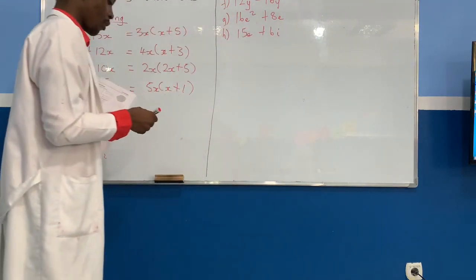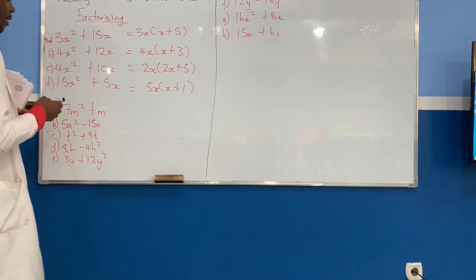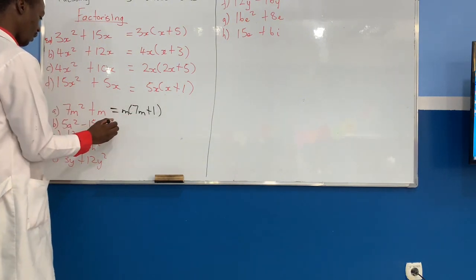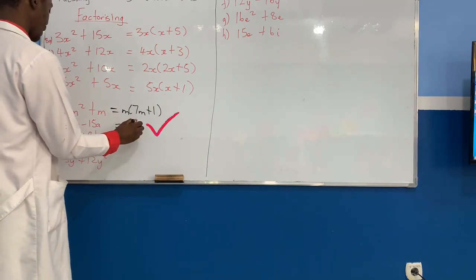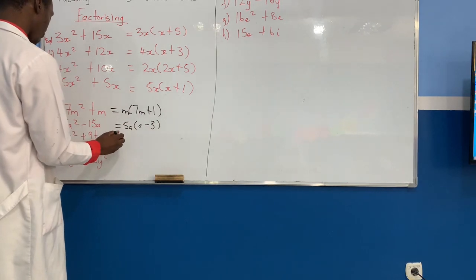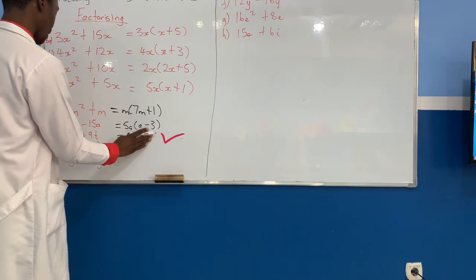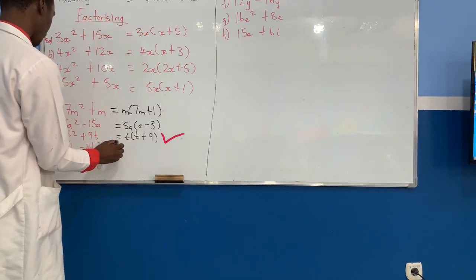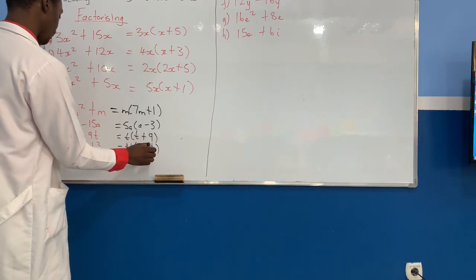Right. So this was a very simple exercise. Give yourself 1 mark for each correct answer here. The common factor here was m bracket 7m plus 1. Second one was 5a. Just mark correctly. 5a bracket a minus 3. Third one was t bracket t plus 9. Then the fourth one was 4h bracket 2 minus h.